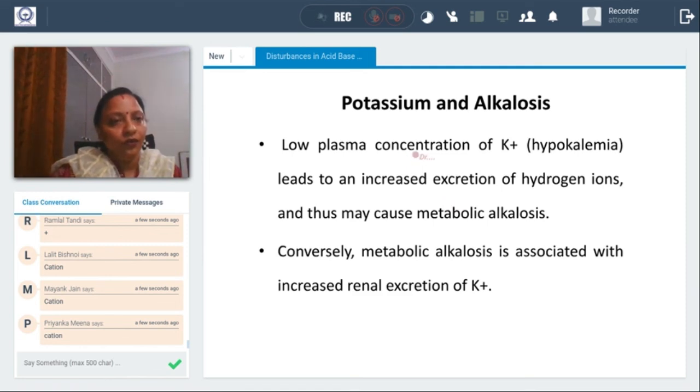So is it clear to all of you? Here it is increased renal excretion of potassium. Here is low plasma concentration of potassium. When excretion is increased, plasma concentration will be lower.